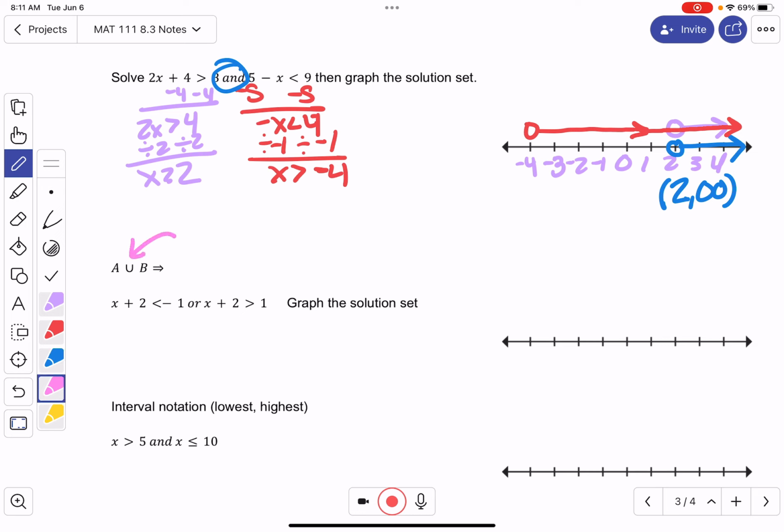Now this U is the union, which is the technical term, but this is where we would do the "or." That means it could be anything on either. So if we were to graph, we'd subtract 2 from both sides. We get x is less than -3.